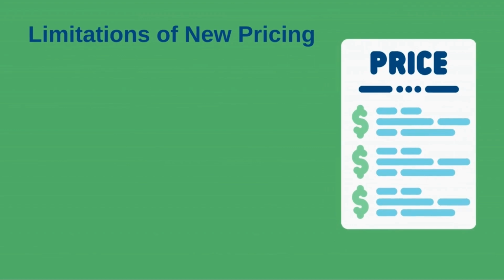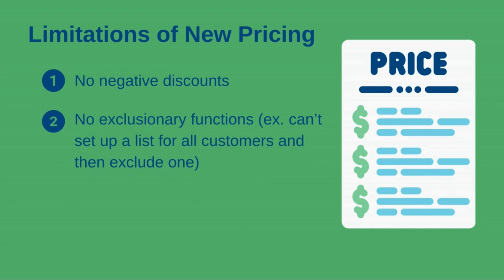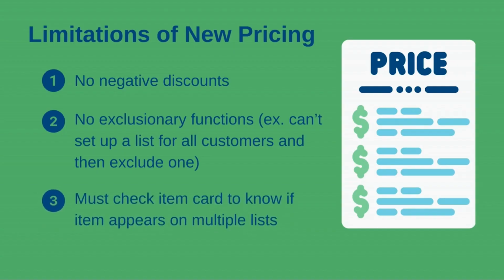Before we conclude, it's essential to be aware of some limitations. You can't apply negative discounts. Sales prices work inclusively, and there are no exclusionary functions available. You can't set a price list for all customers and then exclude one customer from the list. You need to set up a separate price list for the excluded customer. There also isn't an easy way to determine if an item appears on multiple lists without checking the item card we just showed you and seeing which price list they're assigned to.